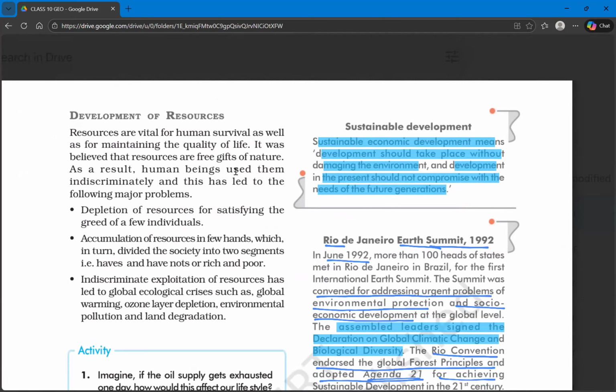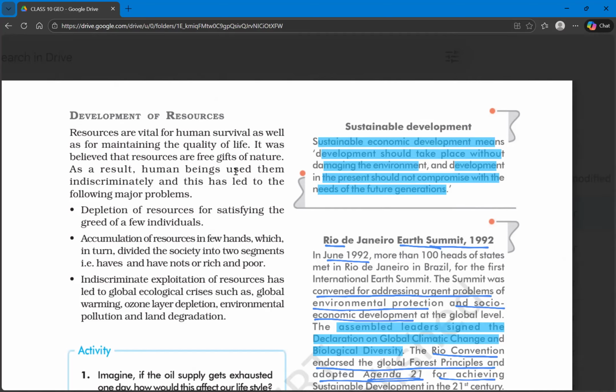So what happened? Humans believed that these are free gifts from nature, and they started using them. They started misusing them, or we can say excessive use of these has led to some problems. What are the problems? Depletion of resources for satisfying the greed of a few individuals. There was irregular consumption, like some people consumed so much that other people couldn't even have access to them. So that is the depletion of resources. And due to that, there was a reduction in the quantity of available resources.